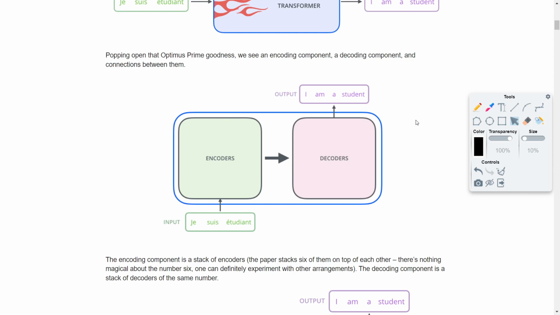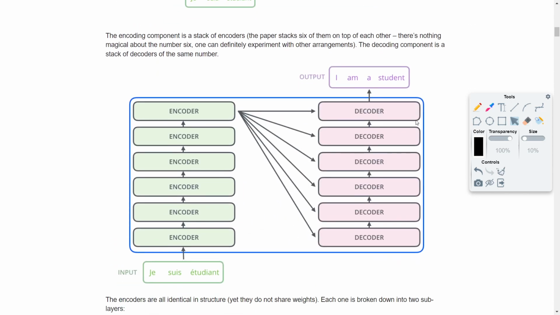Now let's deep dive into what exactly these encoder and decoder components are doing. The encoder component that I mentioned earlier comprises a stack of encoders, and similarly, the decoder component comprises a stack of decoders. For the sentence that we had, we pass that sentence to the encoder component, and through the encoder component, we pass the processed output to the decoder, and the decoder is finally outputting the English sentence.